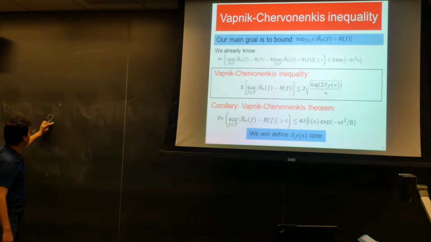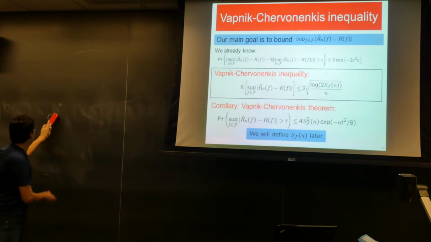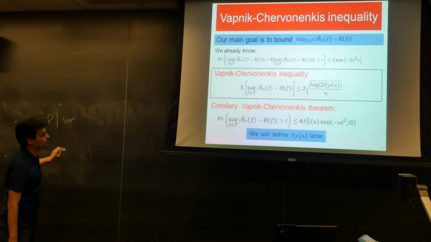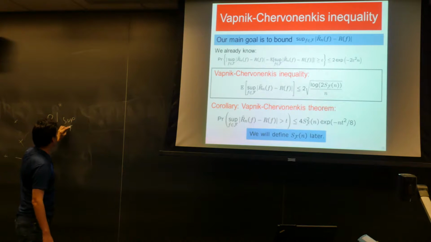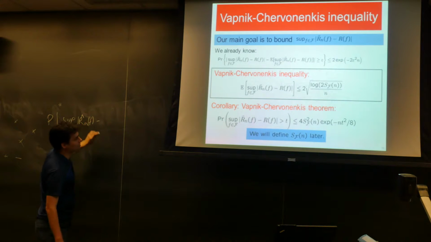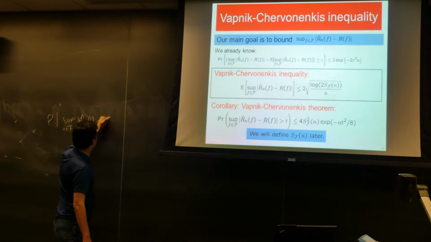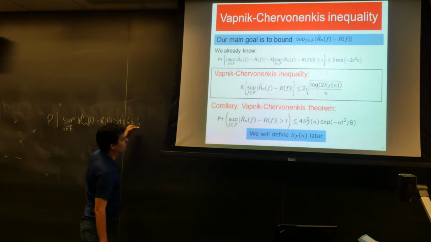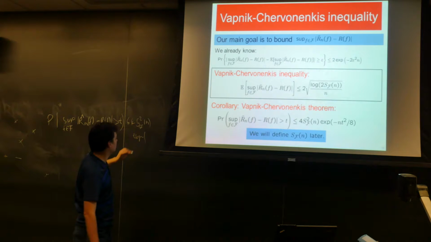Okay, so this theorem says that the probability that the supremum over f in function class F of the empirical risk of f minus the true risk of f, this is a random variable, is bigger than t is smaller than 4 times the shattering coefficients times an exponentially decaying term.